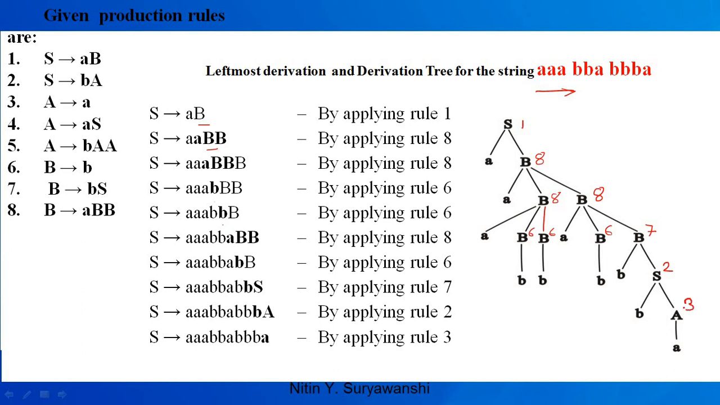I think it's a little bit confusing, but if you practice and concentrate on the slide, then you can understand it very easily. So just check out this one: 1, 8, then again 8, then 6, then again 8, then 6, 7, 2, 3. So I write the rule number on the edge where I have applied it. So this is a leftmost derivation, and this is a leftmost derivation tree.